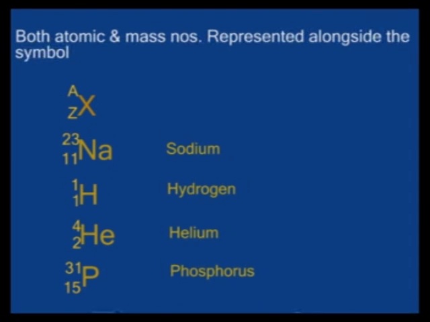Both the atomic number and the mass number of an element can be represented alongside its symbol. Taking an imaginary element with the symbol X, we can represent atomic number Z as a subscript and mass number A as a superscript. For example, sodium has atomic number 11 and mass number 23, and therefore becomes as indicated here. The others would include hydrogen, helium, phosphorus, and many others.